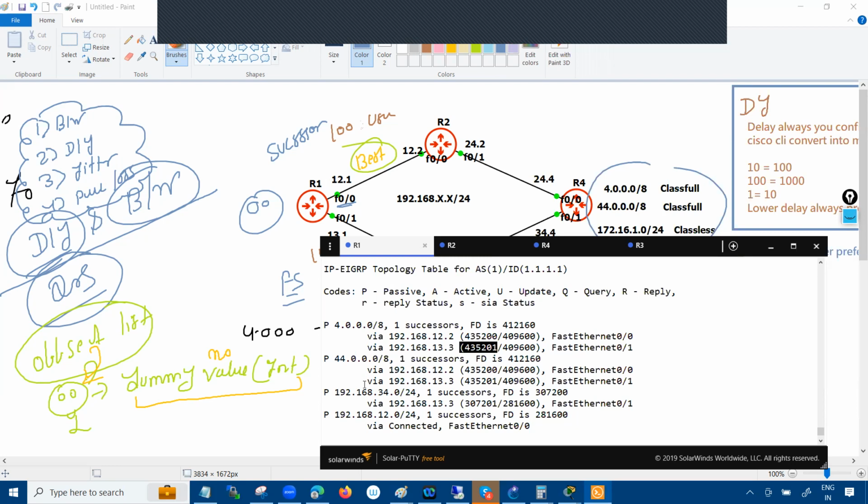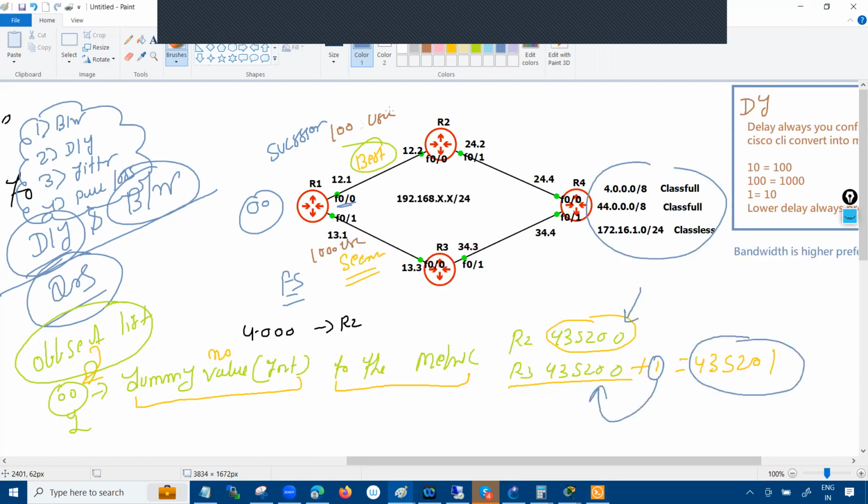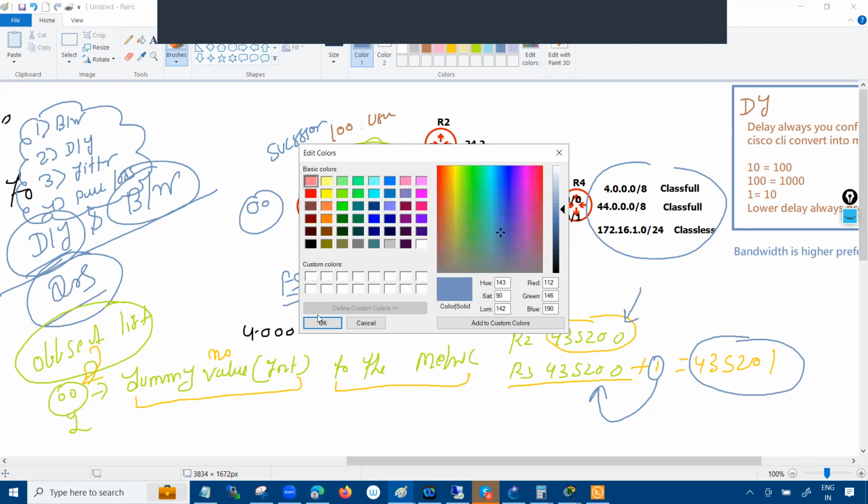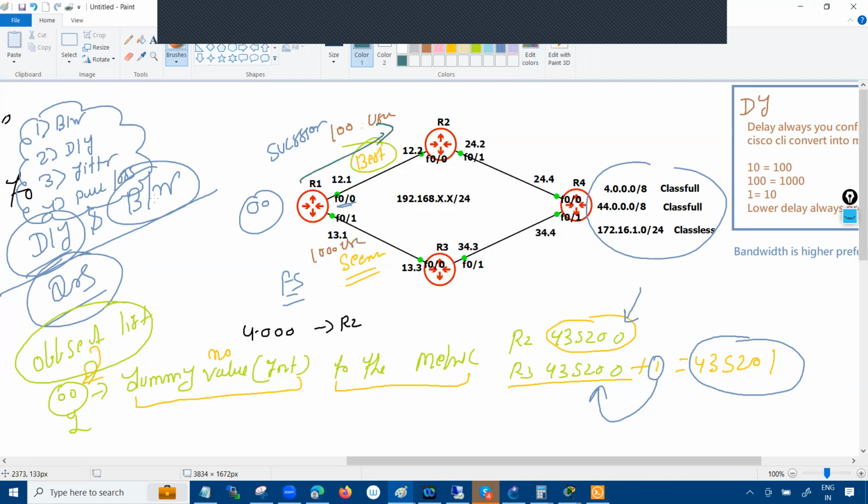Perfect. Yes, that's fine. Question to you guys. Do you see any problem over there? All my traffic will go by this way. So do you see any problem? Yes, I see. Okay, one more thing.